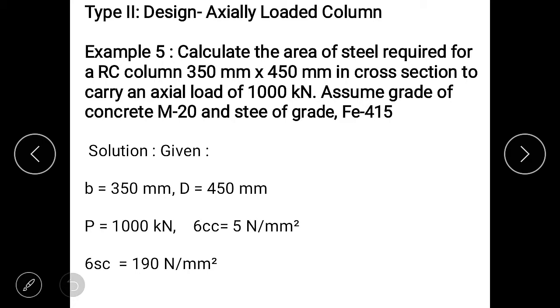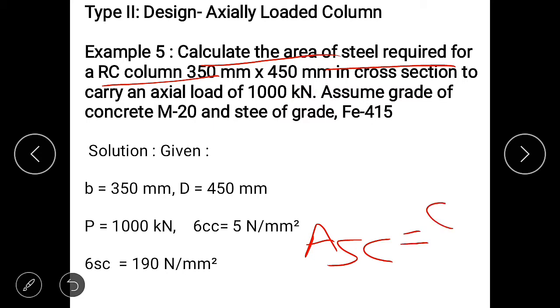So, here is an example. Calculate the area of steel required for an RC column. That means we have to find ASC here. The column is 350 mm by 450 mm in cross section, which means B and D are given here. B is equal to 350 mm and D is 450 mm.